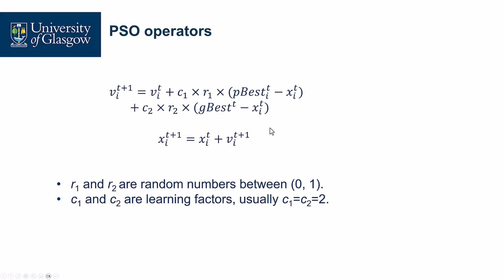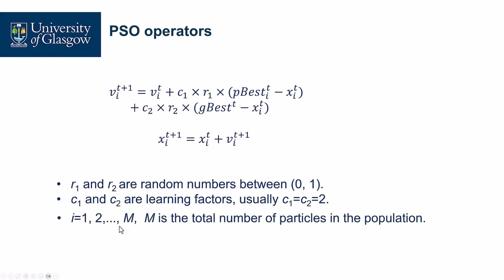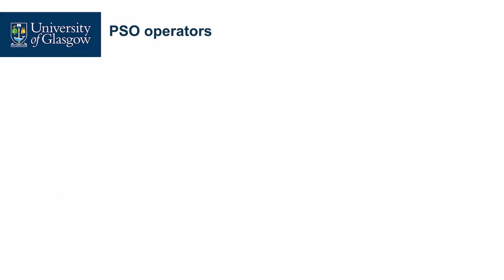Note that all of the above is for one particle in one iteration. So there are m particles in the population. So for i from 1 to m, we will do it m times for the whole population. And this is for the iteration t, go to t plus 1, and we will do t iterations. This is the total number of iterations. So by this iterative process, we will arrive at the optimal solutions. What I've just talked about is PSO when it was proposed.